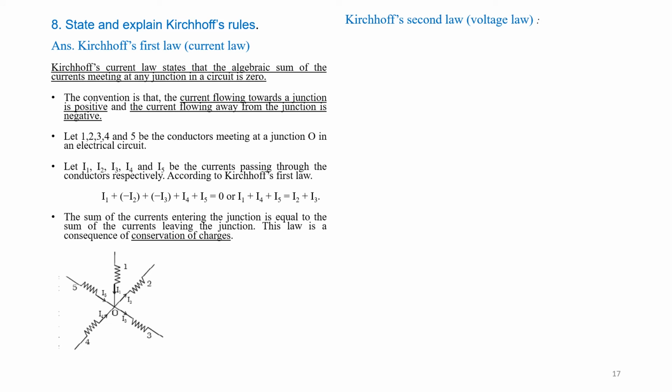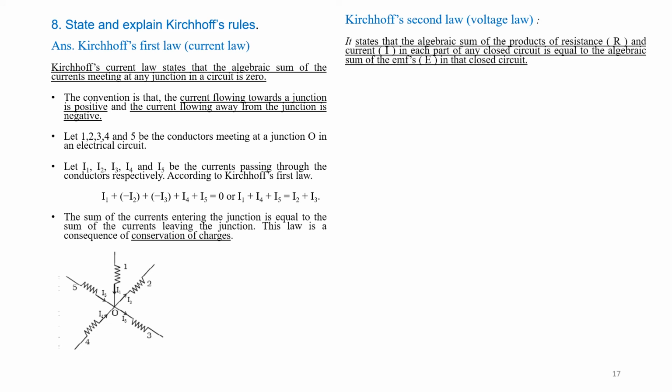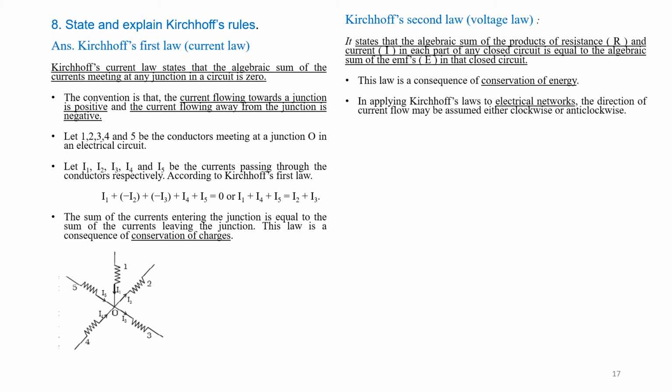Kirchhoff's second law, also known as Kirchhoff's voltage law, states that the algebraic sum of products of resistance R and current I in each part of any closed circuit is equal to the algebraic sum of EMFs in that circuit. This law is a consequence of conservation of energy.